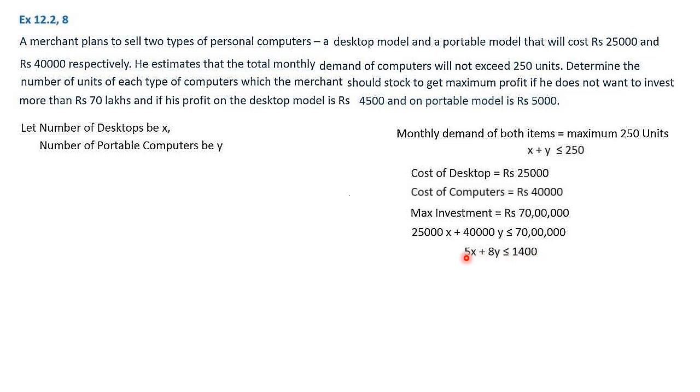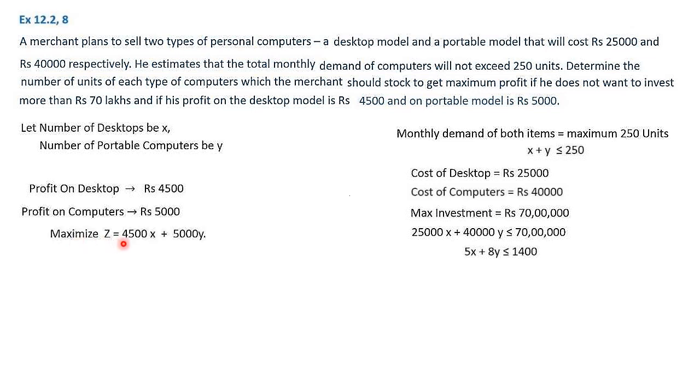1400. So this is another inequality we are getting. This is a quite simple question, and let's write the profit on each desktop. We will get Rupees 4500, and the portable model profit is Rupees 5000. Then we have to maximize Z equals 4500 into x desktops, so 4500 into x plus 5000 into y portable computers. So we have to maximize this equation.